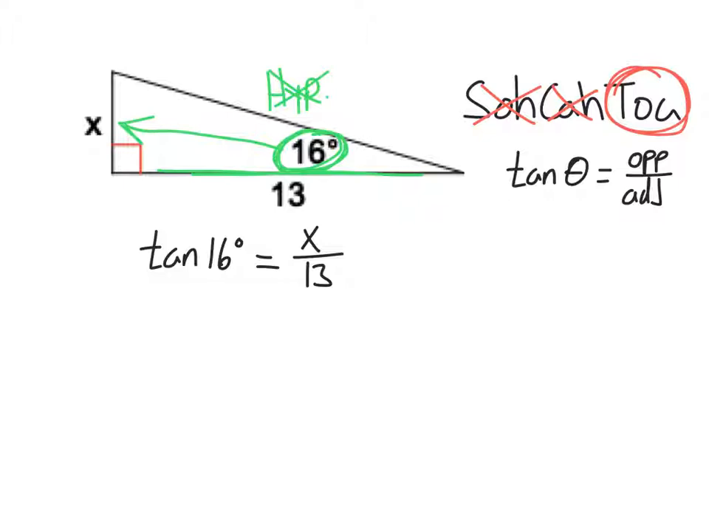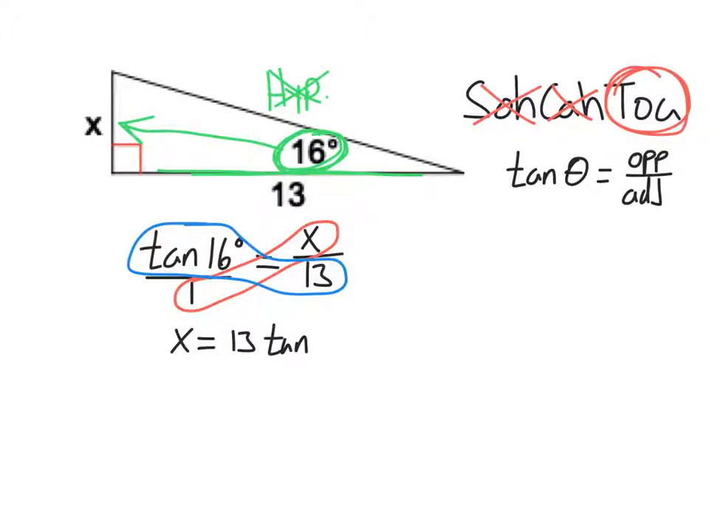And so now what I want to do is set this up as a proportion, and I want to cross multiply. 1 times x equals 13 times the tangent of 16 degrees. And again, once your calculator is already set up for degrees, all you got to do is set that in your calculator. Just take 13 times tangent 16. Make sure you're actually using the tangent key on your calculator. So x is approximately 3.7.